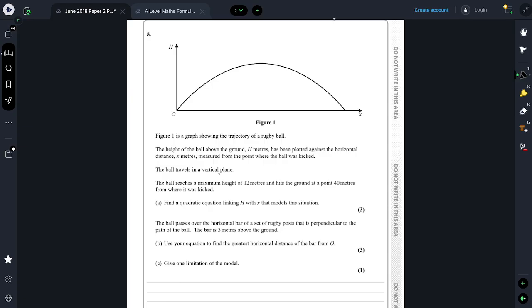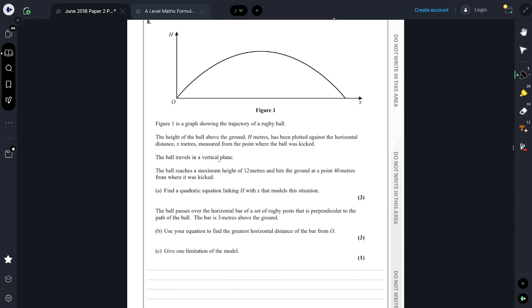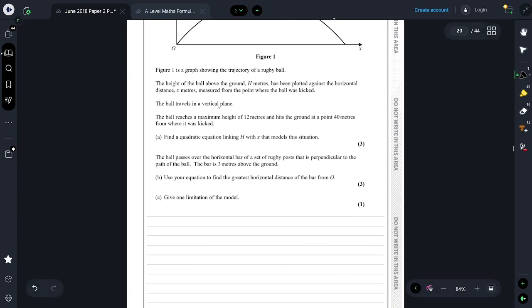The ball reaches a maximum height of 12. It hits the ground at a point 40 meters where it's kicked. So this gives us conditions, right? And it says find a quadratic equation linking h to x. So I immediately realised from past questions this is going to be a quadratic modelling question. This looks like a quadratic curve, and it is. So it's asking us for a quadratic equation.